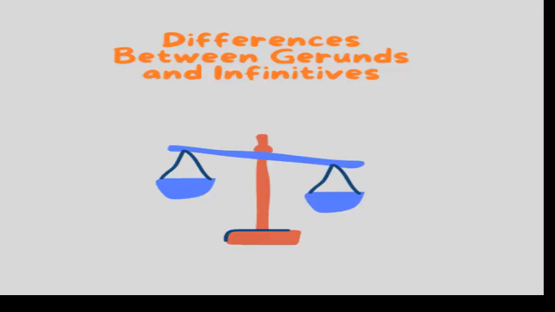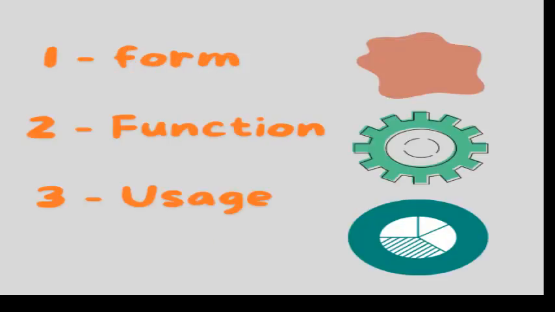Differences between gerunds and infinitives. 1. Form. Gerunds end in -ing, for example, swimming, reading. Infinitives are preceded by the word "to," for example, to eat, to sleep. 2. Function. Gerunds function as nouns: subject, object, or objects of prepositions. Infinitives can function as nouns, adjectives, or adverbs.